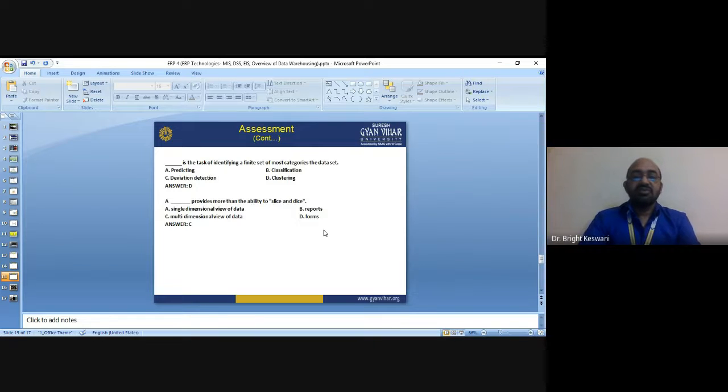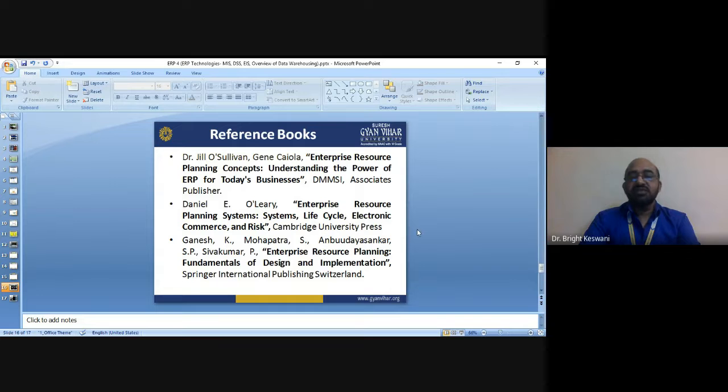So this is all about some technologies which are associated with the ERP system. We had discussed four technologies today associated with ERP. The first is MIS, second is decision support system, third is enterprise information system, and last we have an overview of data warehouse system.